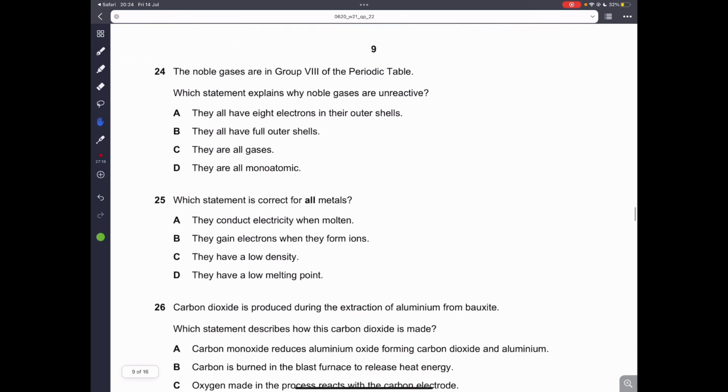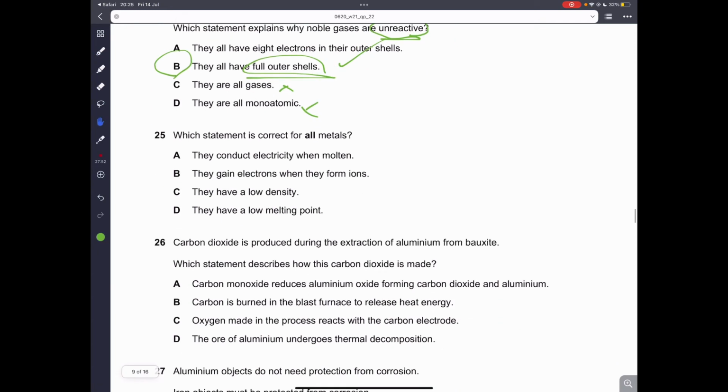Question 24. The noble gases are in group 7 of the periodic table. Which statement explains why noble gases are unreactive? Well, this is because they have full electrons in the outer shell. Basically they have full outer shells, meaning they are completely unreactive. You cannot add an electron or remove an electron. Therefore, they cannot form ions. Thus, they are unreactive.